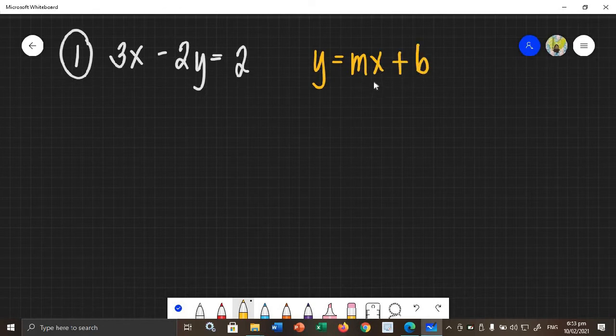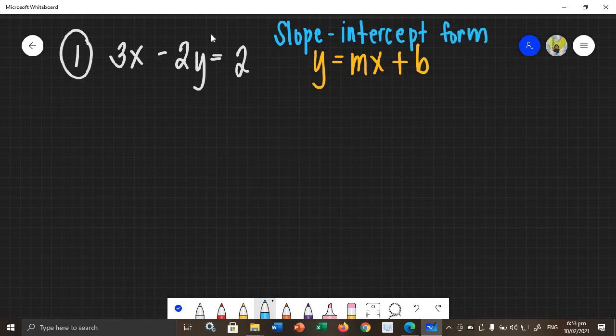So, when the equation is in the form y is equal to mx plus b, that is what we call the slope-intercept form. Okay? So, for us to graph this given linear equation using the slope-intercept form, we need to change the linear equation into the form y is equal to mx plus b. For us to change it, we need to transpose terms. So, we will move terms to each side of the equation.